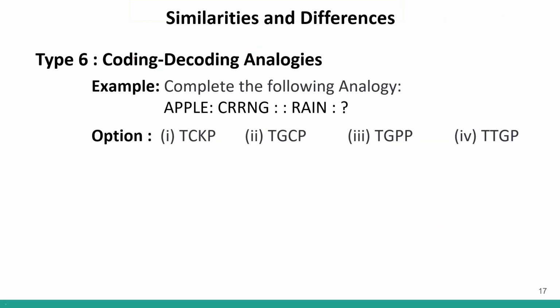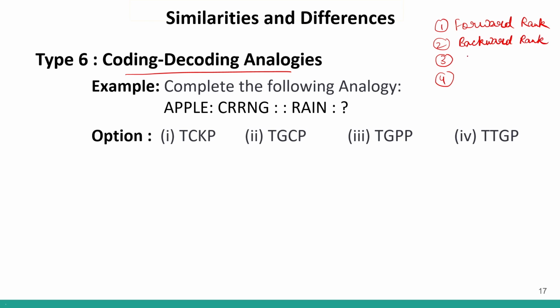Now, coding-decoding analogies. This will also use the same concepts that we discussed, that is forward rank, backward rank, then opposite letters, and then the concept of loop. So it will use the same things. Now, we have to treat each coded element as a different element. And this is the first pair, and we have to find the second missing pair.